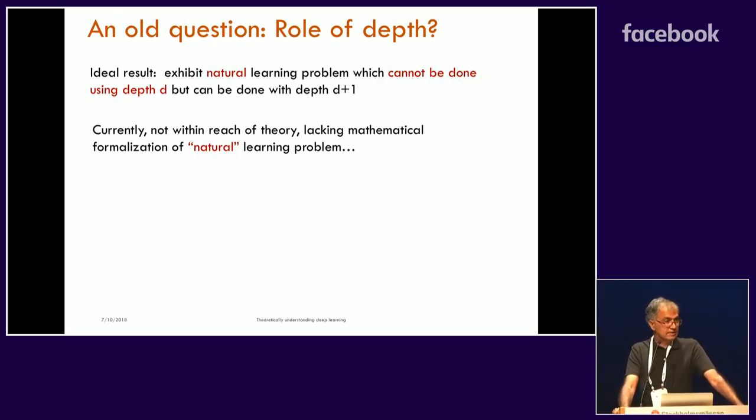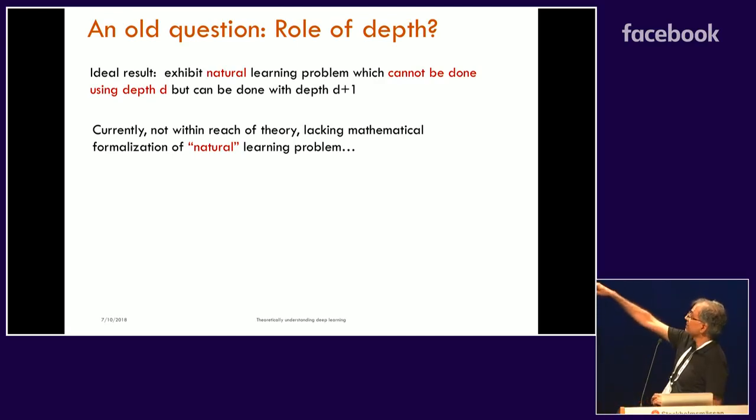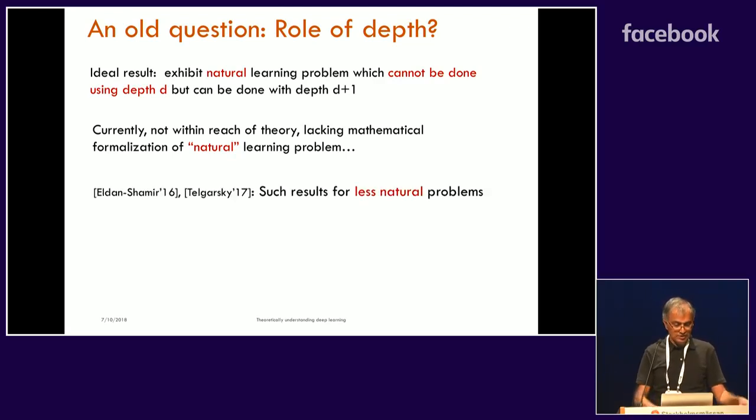Those kinds of questions are very difficult already. And what makes it even more difficult is that I insist that you should talk about natural learning problems. And as I indicated earlier, there's no mathematical formulation of a natural learning problem, like dog versus cat pictures. What's a mathematical formalization? So that's not within the reach of theory, but Eldan and Shamir and Telgarsky have recently proved such results for less natural problems, so it's more like an approximation theory or mathematical approximation kind of setting.